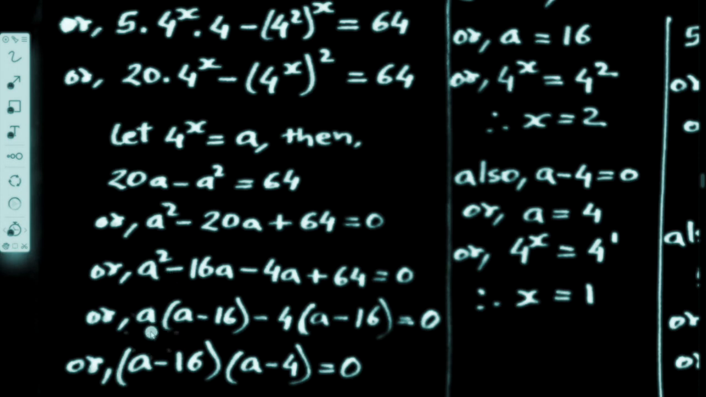Common a should be taken from these 2. Now a minus 16, this is non-common, also now common from these 2 is minus 4, minus 4 common and non-common in bracket is a minus 16, equals 0. Now here a minus 16 should be brought ahead, a minus 16 into a minus 4. Here we get two factors. a minus 16 is our first factor, a minus 4 is our second factor, equals 0.